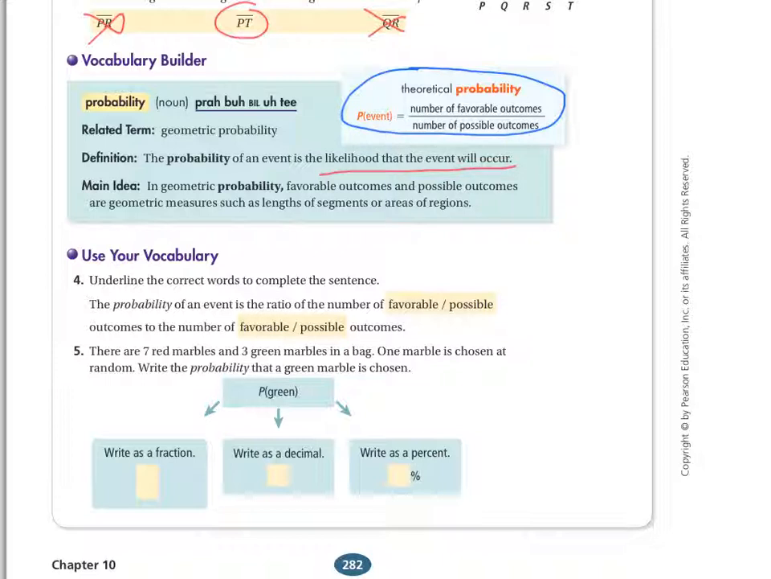So look at number 4. Underline the correct words to complete the sentence. The probability of an event is the ratio, fraction, of the number of blank outcomes to the number of blank outcomes. So what goes up top? Favorable, and what goes on the bottom? And I want you to put total possible.